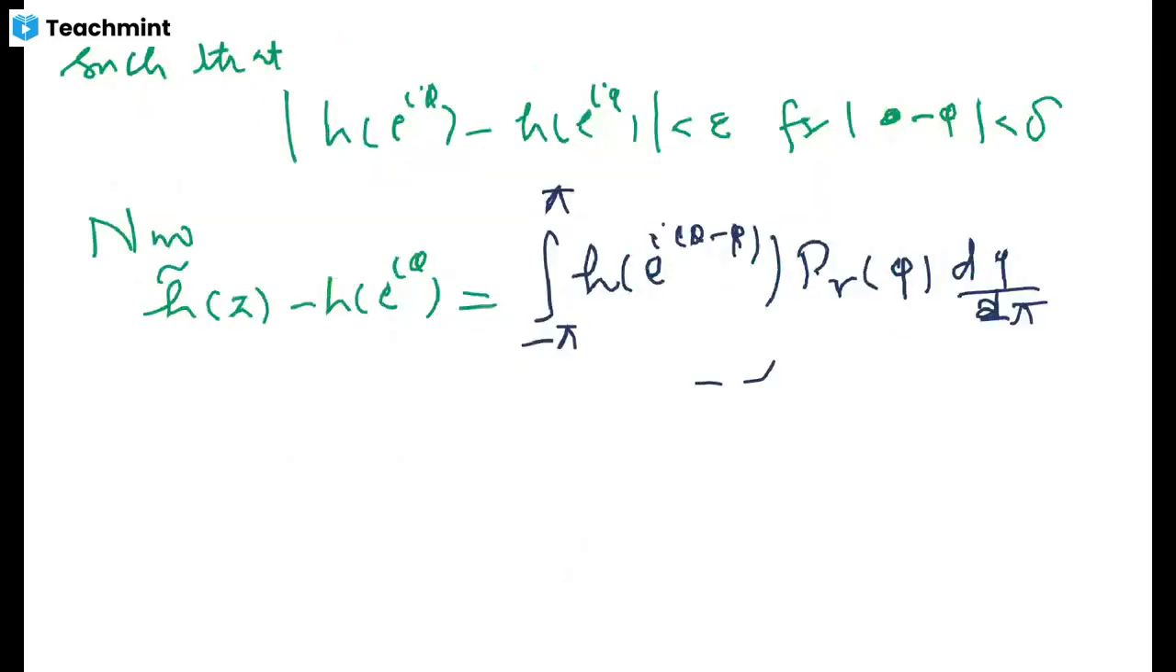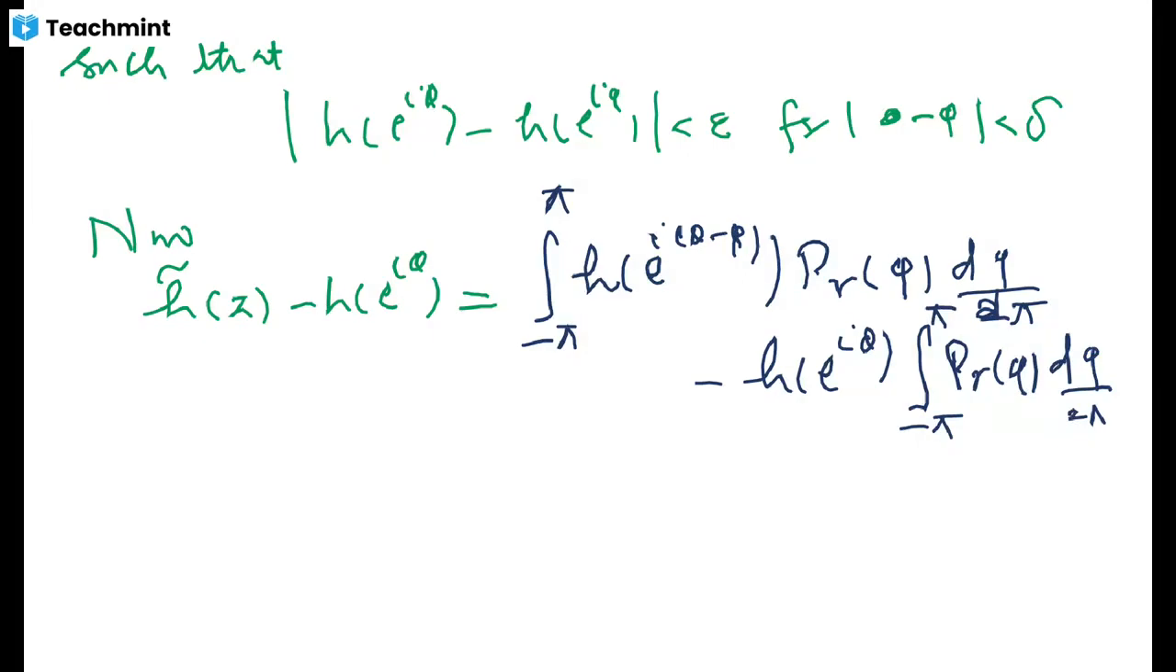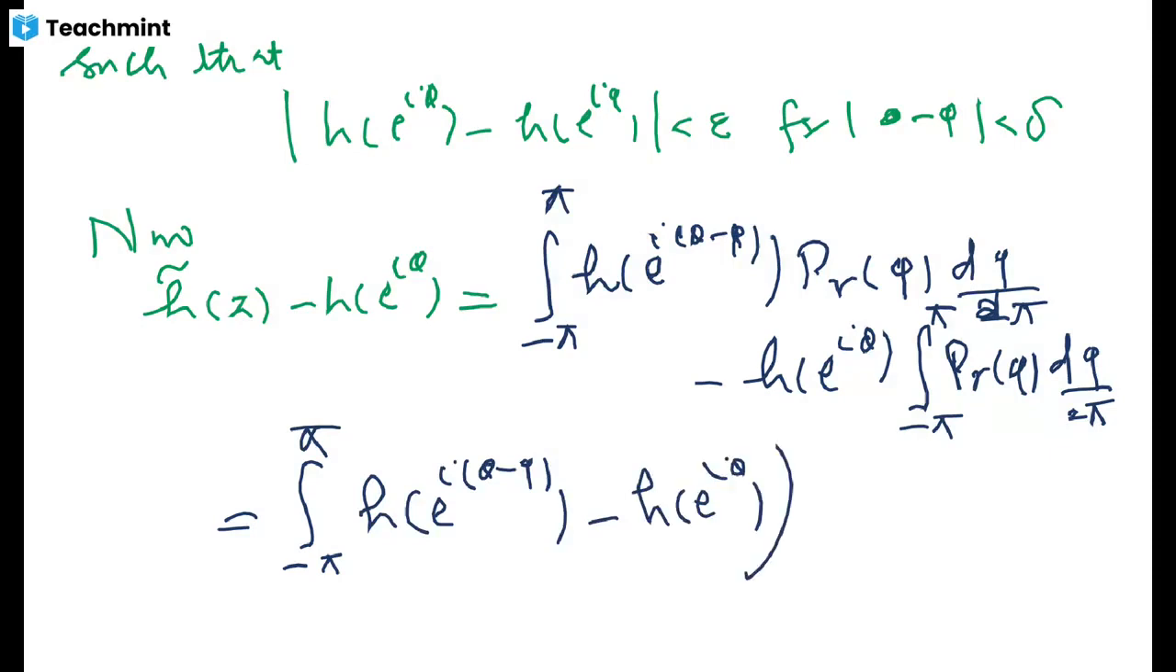Minus, we have h(e^{iθ}) also, but I can write h(e^{iθ}) times the integral from minus pi to pi. This is the property of this Poisson integral, that it is a probability measure, so this total integral is 1. And so I can write this now, the integral being a linear function, separately as h(e^{i(θ−φ)}) minus h(e^{iθ}) times P_r(φ) dφ/2π.